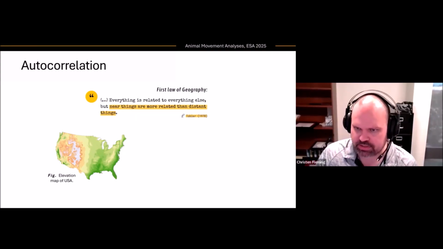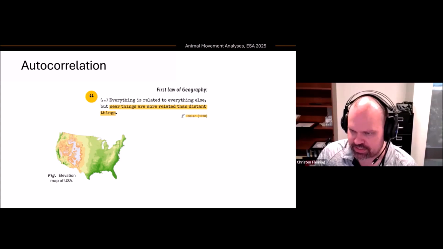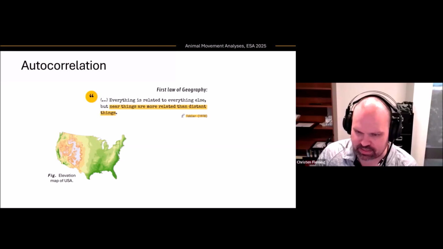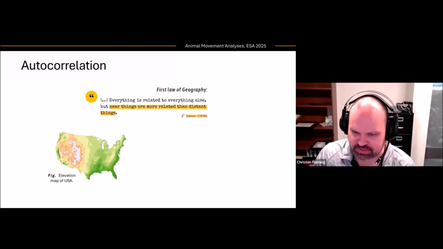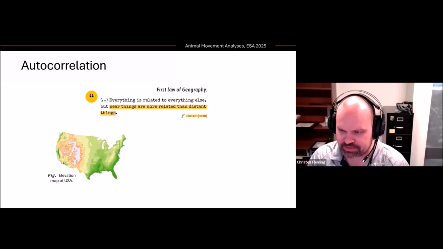the temporal autocorrelation. Everyone here probably has a much more intuitive grasp of spatial autocorrelation, which is different but related. For spatial autocorrelation, the key phrase is that everything is related to everything else, but near things are more related than distant things. And it's really easy to get examples of that, like this elevation map of the US. This elevation is very spatially autocorrelated. Elevations nearby tend to be more similar than elevations far away.